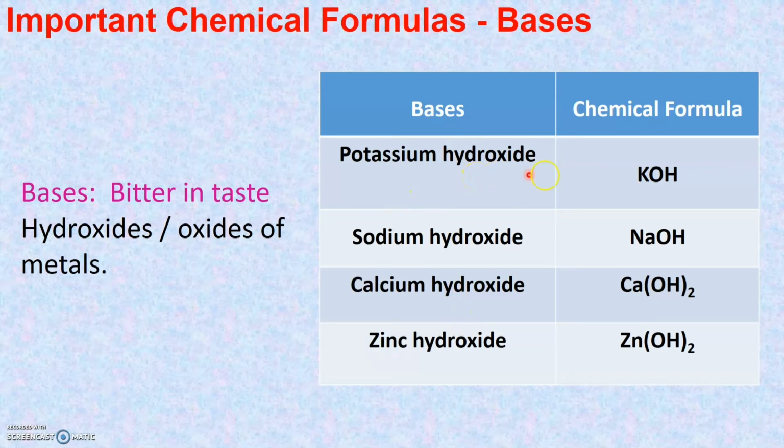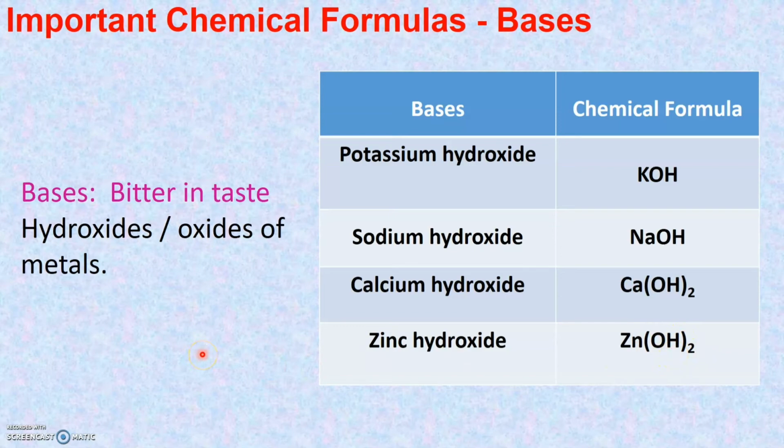Potassium hydroxide has got the chemical formula KOH, which is a combination of hydroxide radical and also potassium element. Sodium hydroxide with the chemical formula NaOH, combination of hydroxide radical and also the element sodium. Calcium hydroxide with the chemical formula Ca(OH)2, which means calcium element along with hydroxide radical. Zinc hydroxide, Zn(OH)2 is the chemical formula. That is the element zinc with hydroxide radical with the symbol OH.